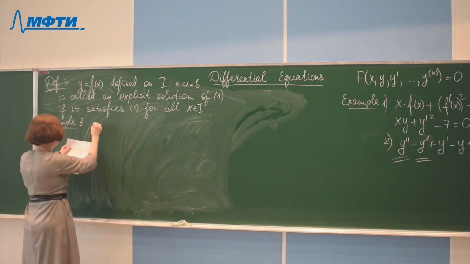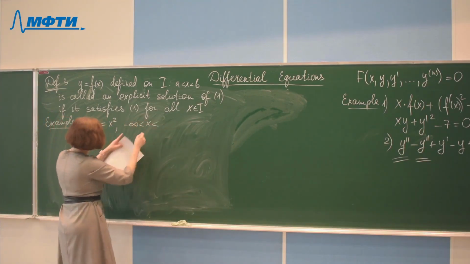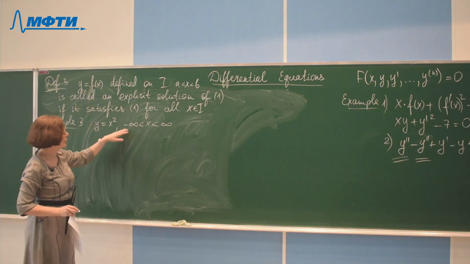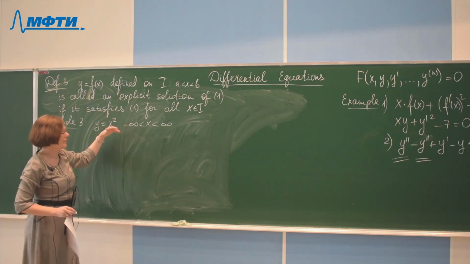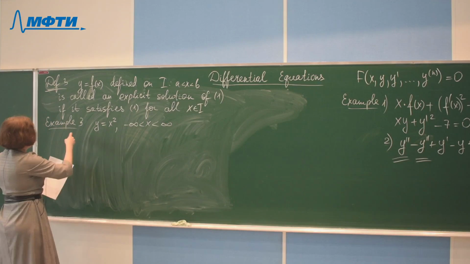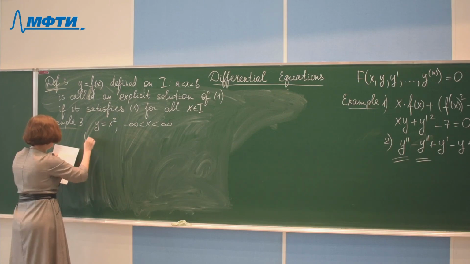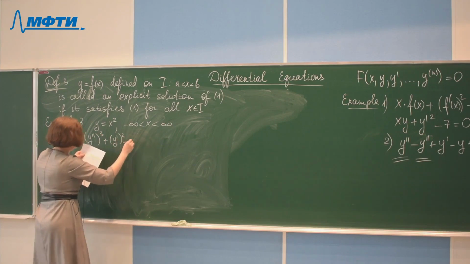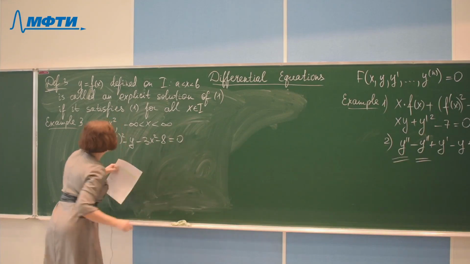Verify that the function defined by y equals x squared for x, so this is our interval, it can be infinite, so for every x on the entire real line. So verify that this function is a solution of the differential equation, this one: y double prime cubed plus y prime squared minus y minus 3x squared minus 8 equals 0.